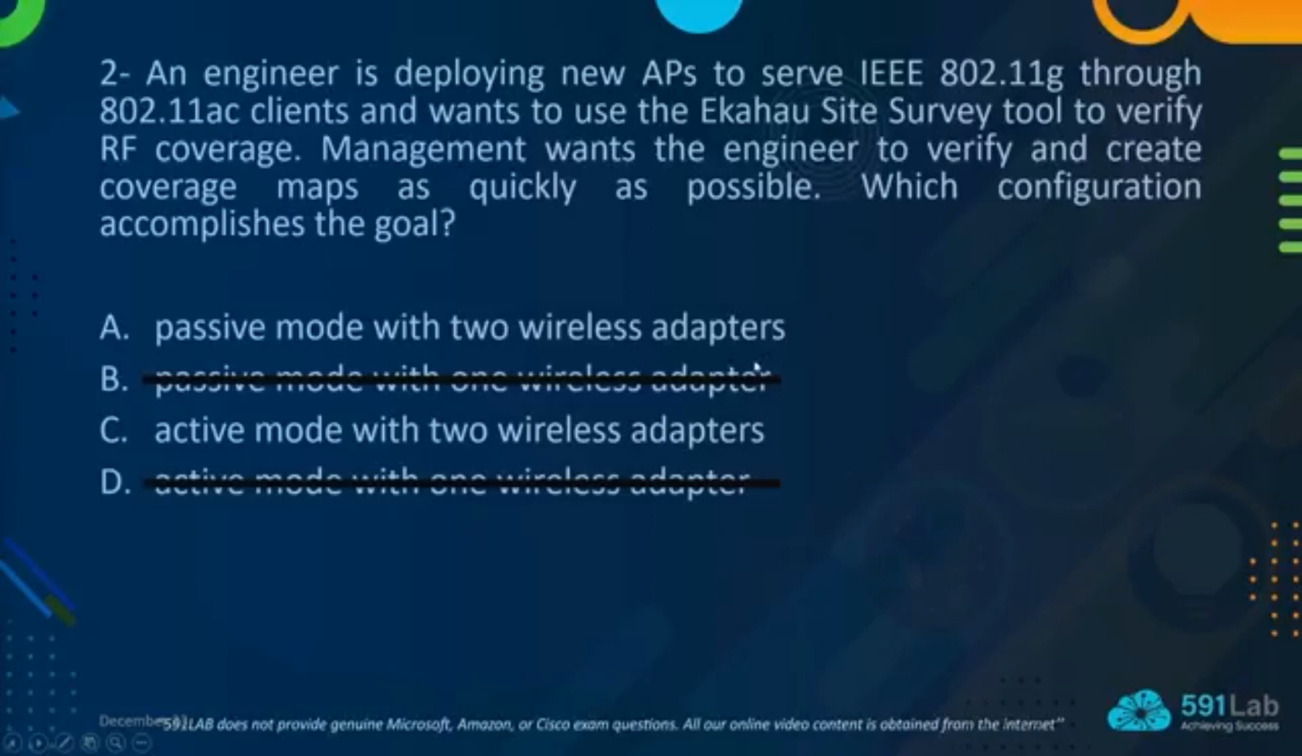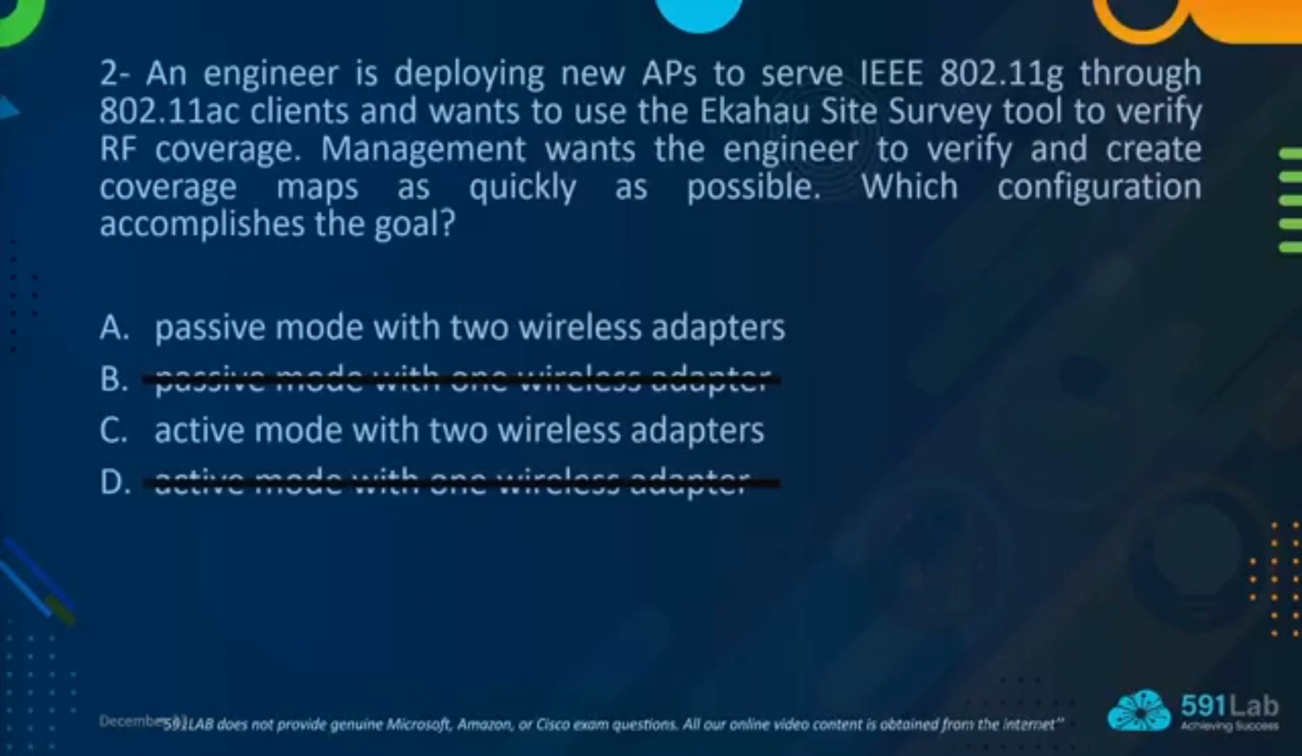So we are left with two options: whether I want to do the site survey in passive mode or in active mode. And to be able to specify which is the correct one, we need to understand what is passive and what is active. Okay, so the passive one, from its name, is basically a site survey done in listen-only mode.